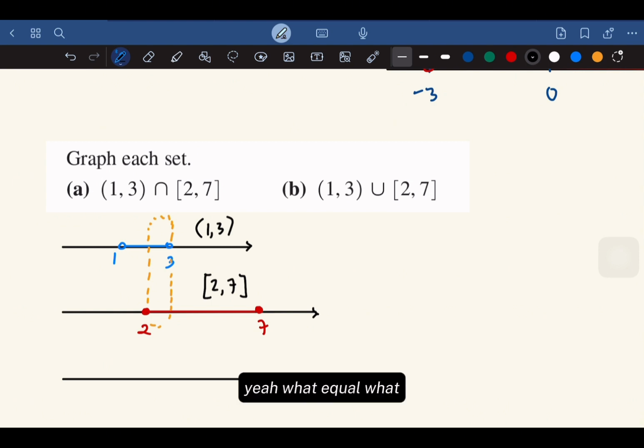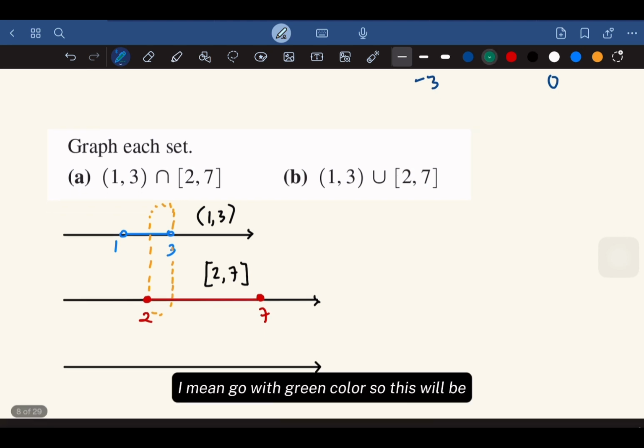Yeah. What equal what? Yeah. Yeah. Yes, correct. Good.